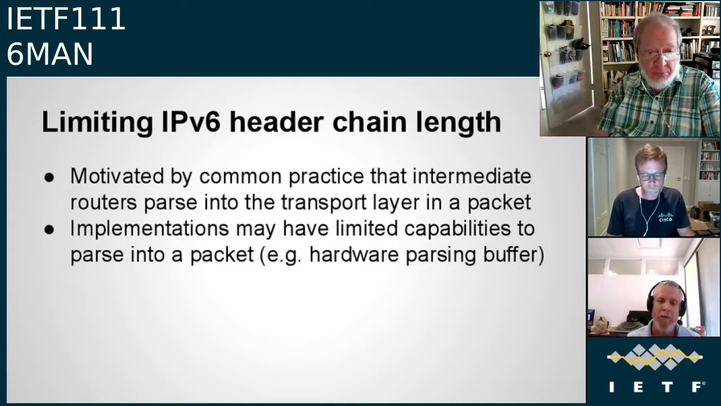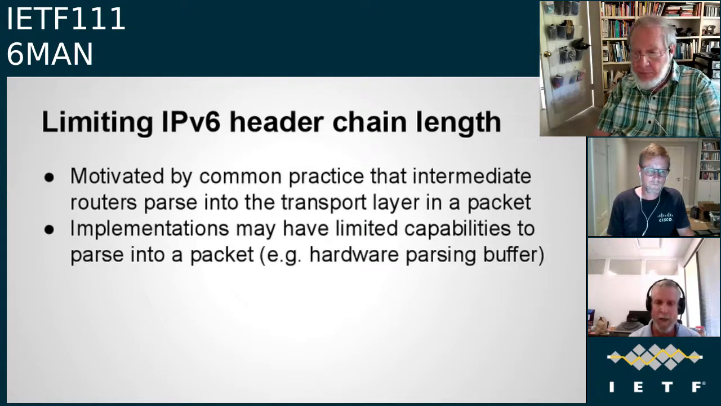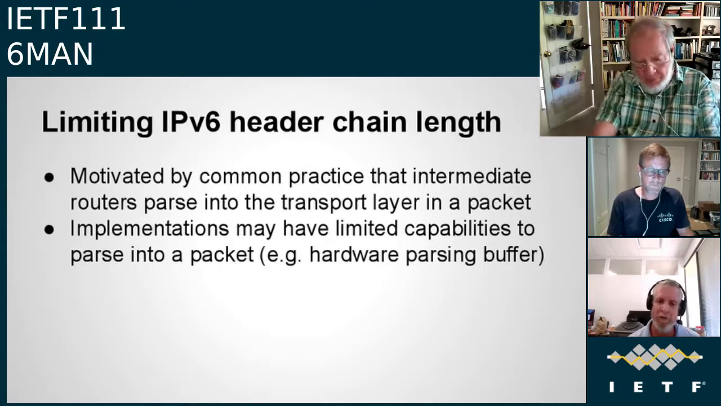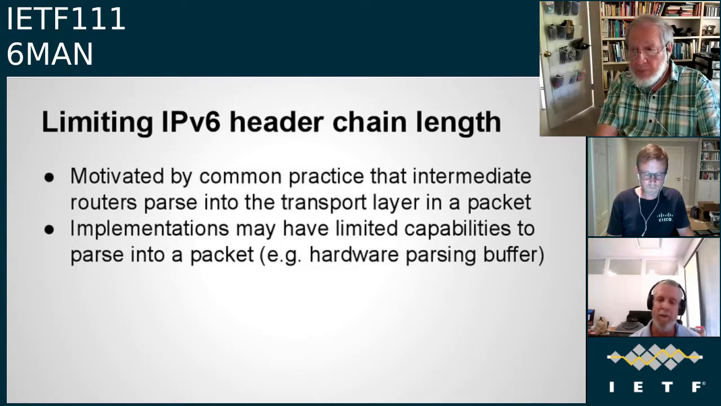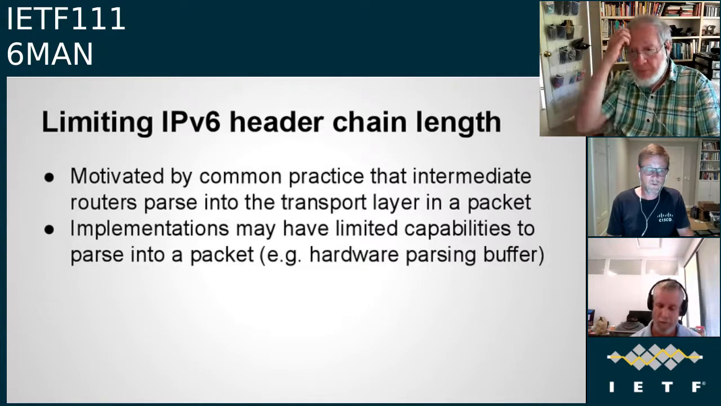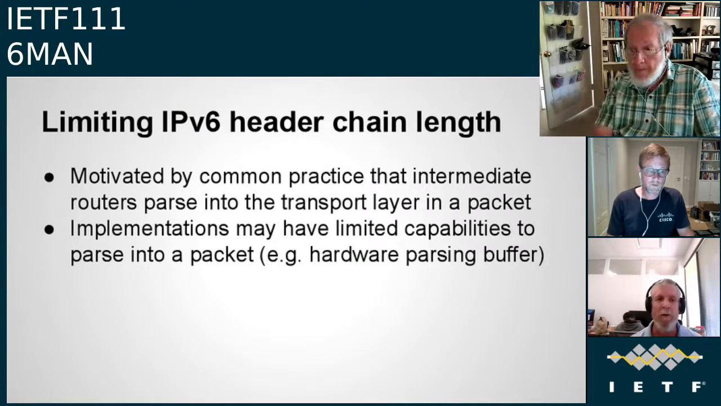And the problem is that routers that do this often have very limited capabilities. Usually they can only process the first n bytes of the packet, which would be a hardware parsing buffer. And what we found is if the transport layer is too deep in the packet, then these routers and devices can't read that information, so they don't see the transport layer, and in some cases they arbitrarily drop the packet because they have this limited capability.